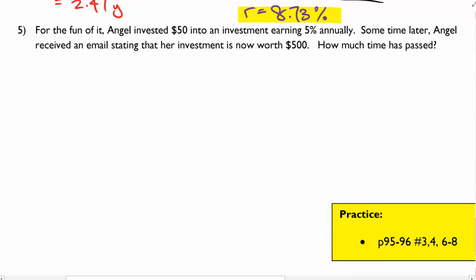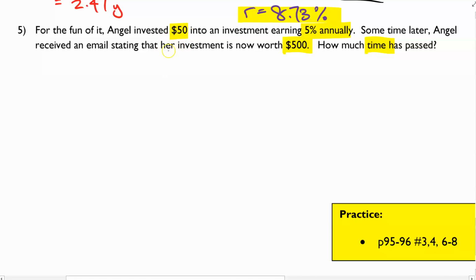Okay, so let's talk about what we're working with here. Angel invested $50. It's an investment and it earns 5% annually. Sometime later, Angel gets an email stating that her investment is now worth $500 in total. How much time has passed? So what are we needing to calculate here?